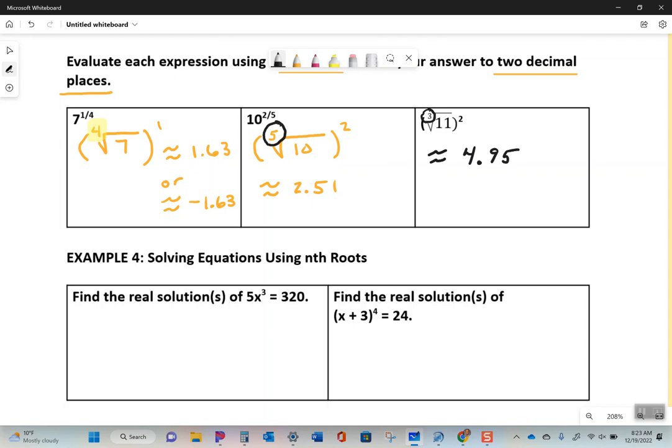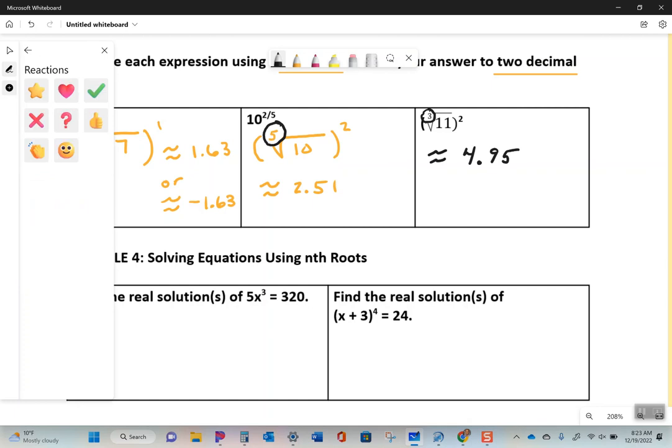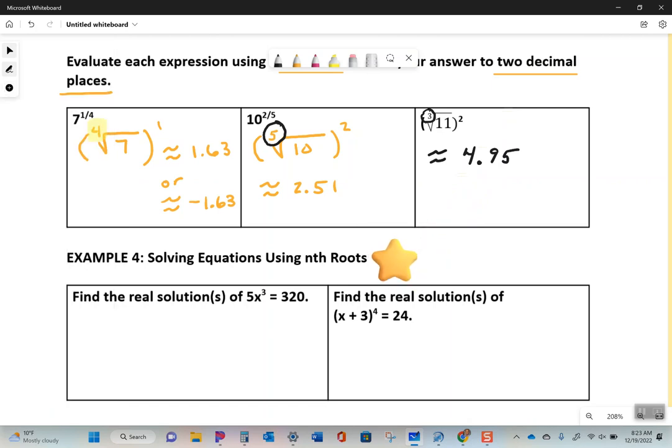Okay. All right, guys. Well, let's start talking here. It says solving equations using nth roots, and I think there's something pretty important right here. It's probably this one right here. So I'd put a star by this if I were you. It's pretty important.